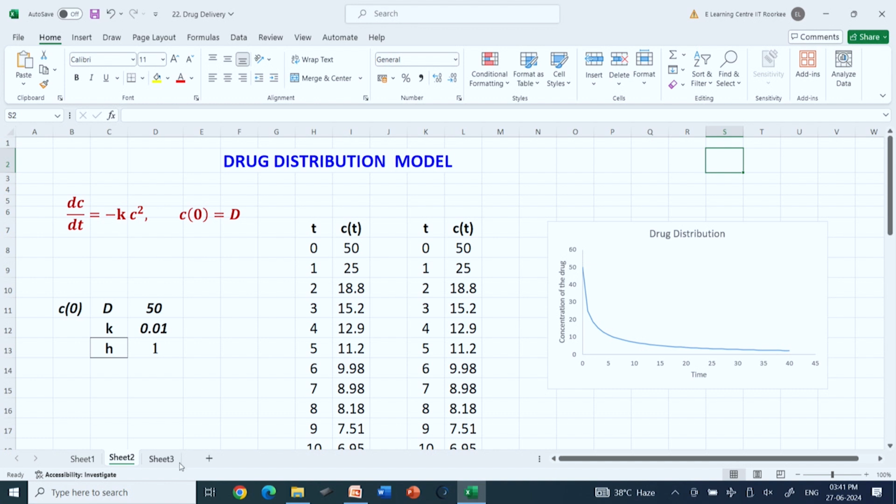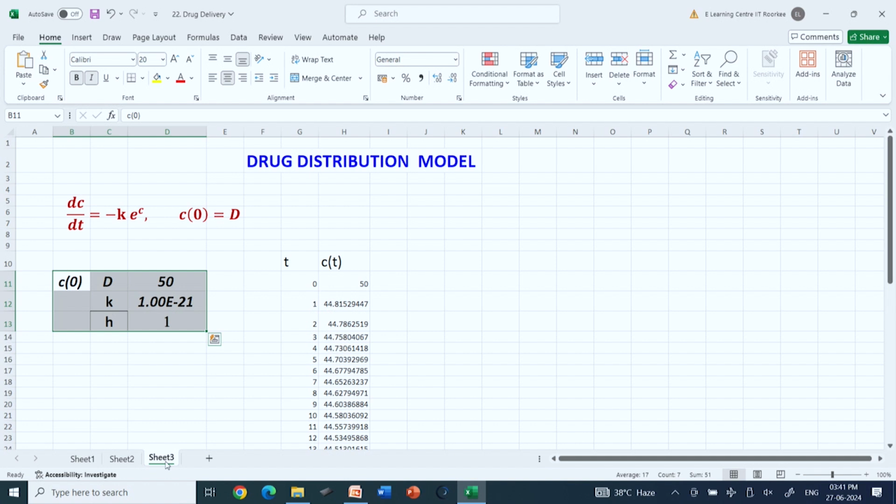Let us now look into the other equation where you have dc dt equal to minus k times e to the power c. The initial concentration is D, that is 50. However, the value of k we have taken very small, otherwise, because of the function e to the power c, the concentration reaches 0 very fast. So, that is why such a small k we have taken.